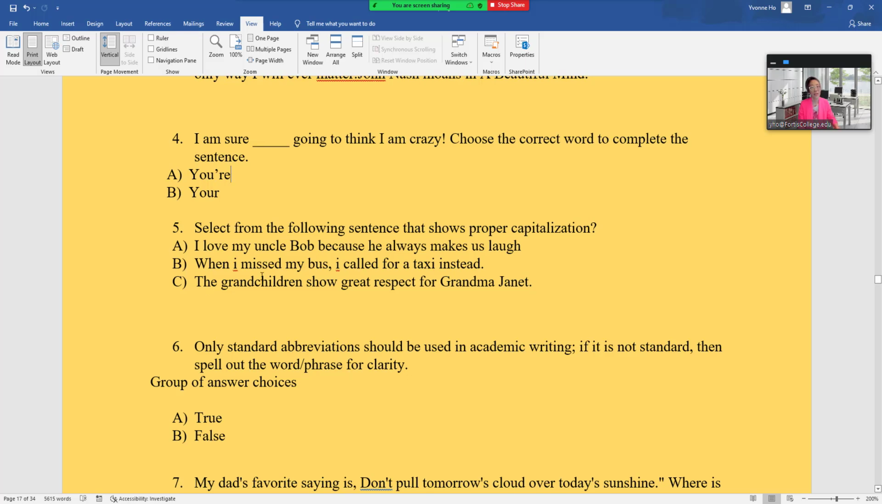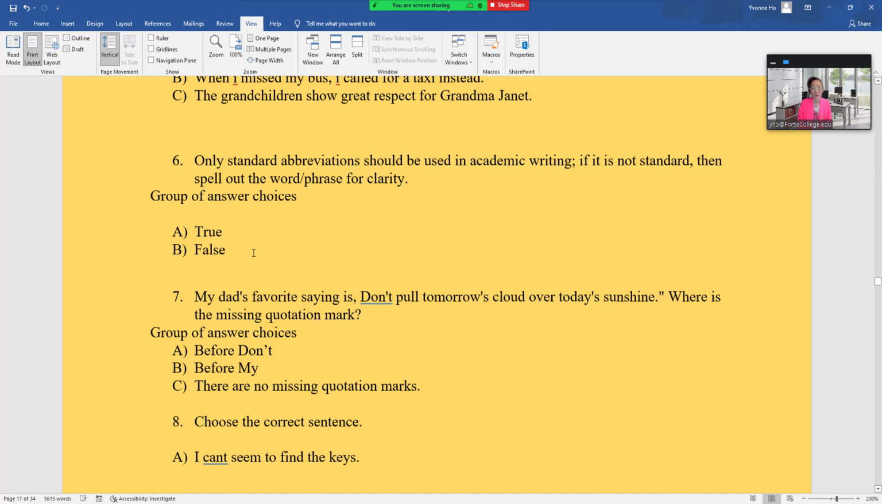Select from the following sentence that shows proper capitalization. A. I love my uncle Bob because he always makes me laugh. When I missed my bus, I called for a taxi instead. So which is the sentence that's correct? So A is wrong because the uncle in Uncle Bob is not capitalized. B is wrong because "when I miss the bus" needs to be capitalized. So C, with Grandma Janet, remember, when it's a name, then you capitalize it. If it's just grandma, you don't have to capitalize it. But Grandma Janet, you have to capitalize it.